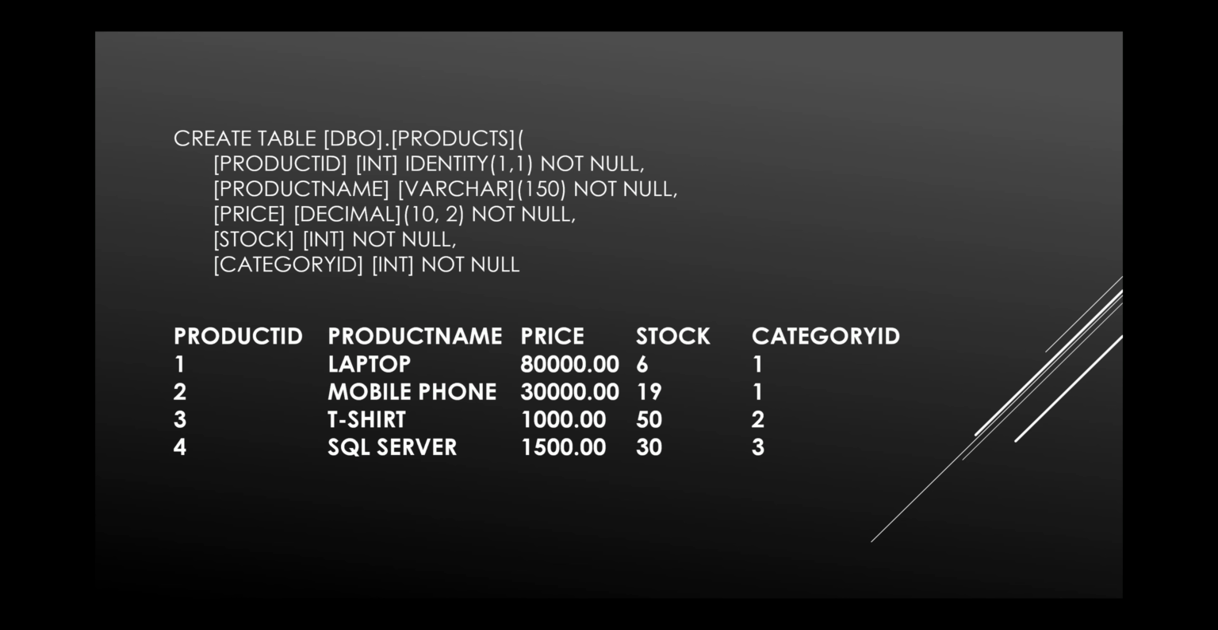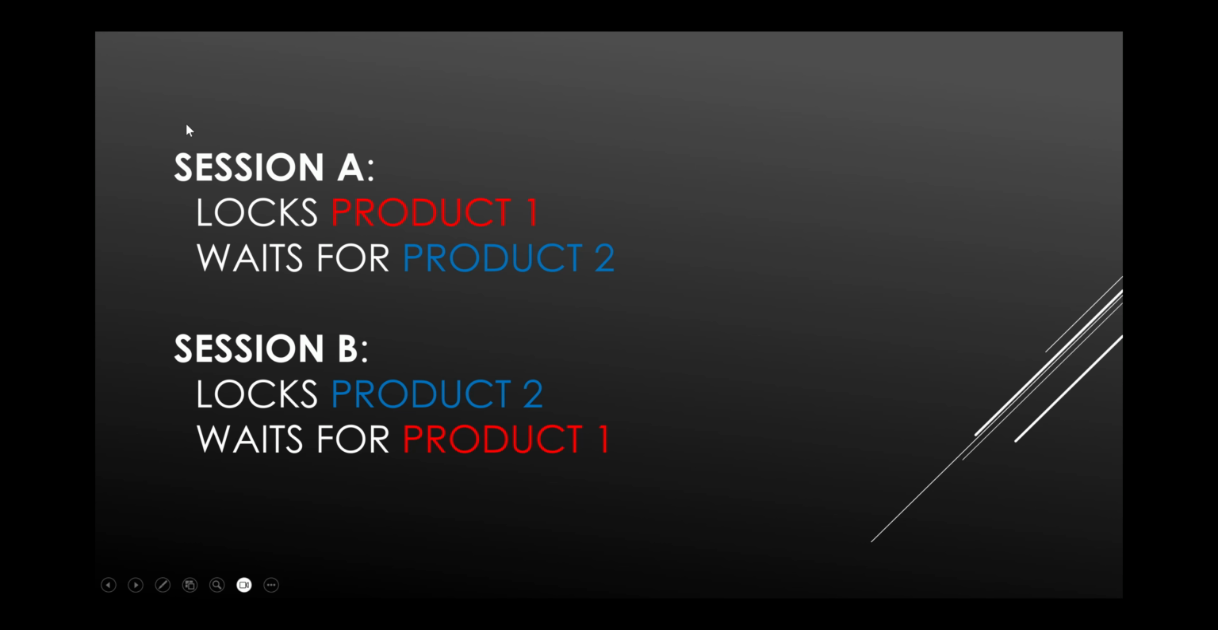We will see a real world example. Now we have a products table, with product ID, product name, price, and so on. Product one is a laptop, and product two is a mobile phone. Earlier we had person A; now we have session A. First it locked product one. At the same time, session B, like person B, locked product two.